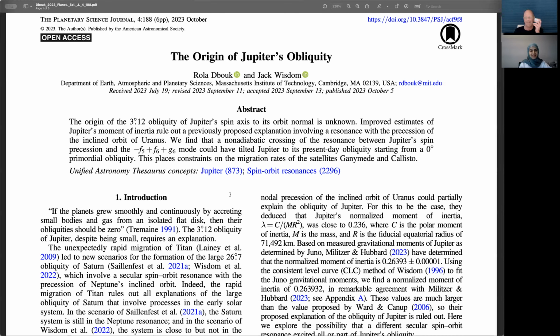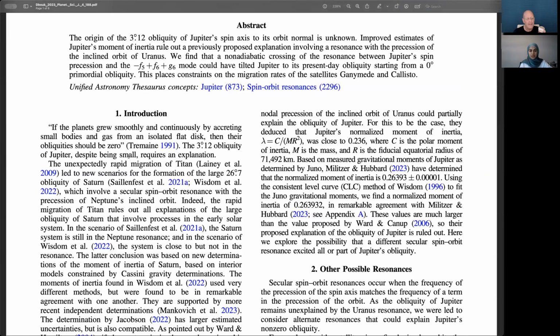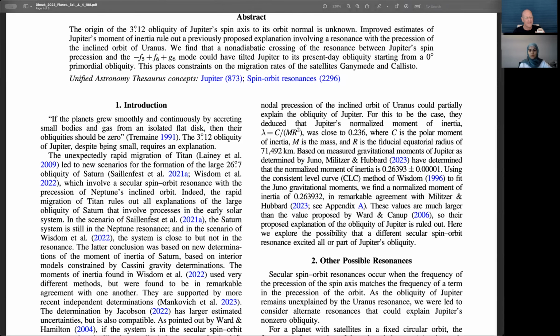Okay, so as the title says, this paper is about the origin of Jupiter's obliquity. Jupiter's obliquity is currently about 3 degrees, so it's kind of small, but we will still require some explanation for that. Like the first sentence in the paper says, if the planets grew smoothly and continuously by accreting small bodies and gas from an isolated flat disk, then their obliquities should be 0. So that's again why we need an explanation for this small obliquity.